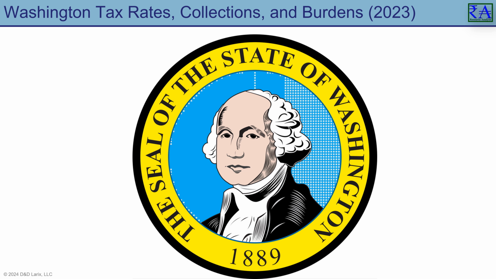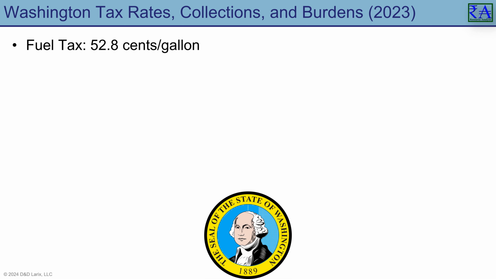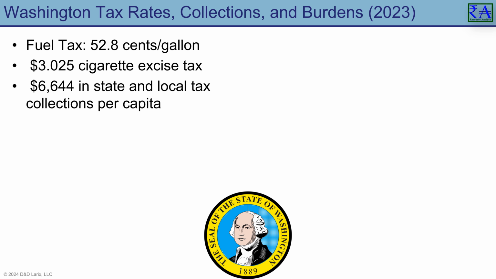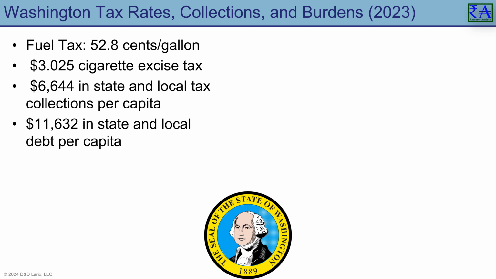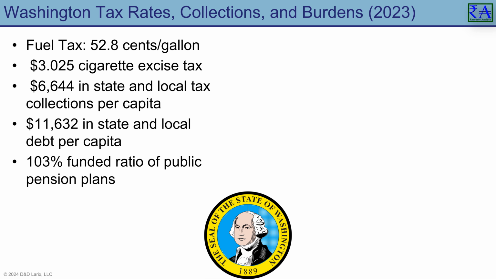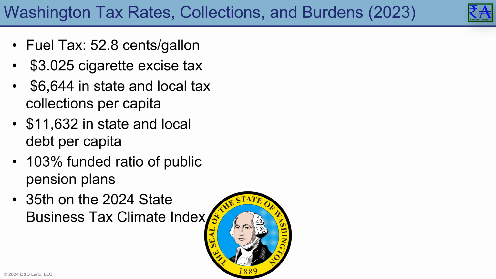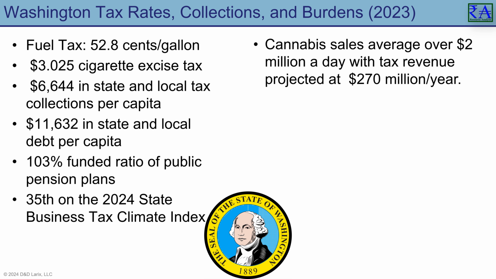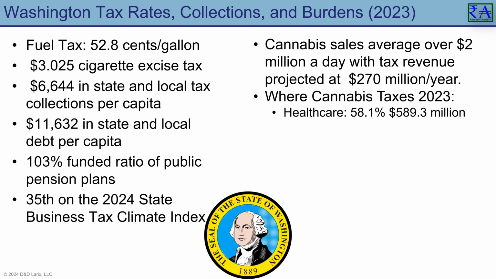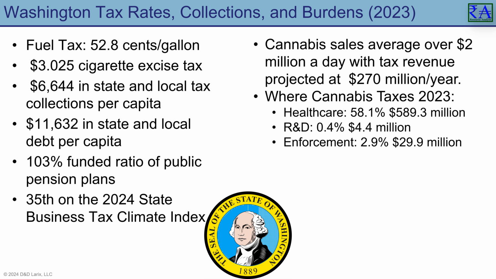Let's take a look at how the legalization of marijuana has influenced tax collections and spending in Washington state. On one hand, traditional taxes such as fuel tax and cigarette excise tax continue to contribute significantly to state revenues. However, cannabis sales have introduced a substantial new revenue stream. In 2023, cannabis sales in Washington averaged over $2 million a day, generating projected tax revenues of $270 million annually.